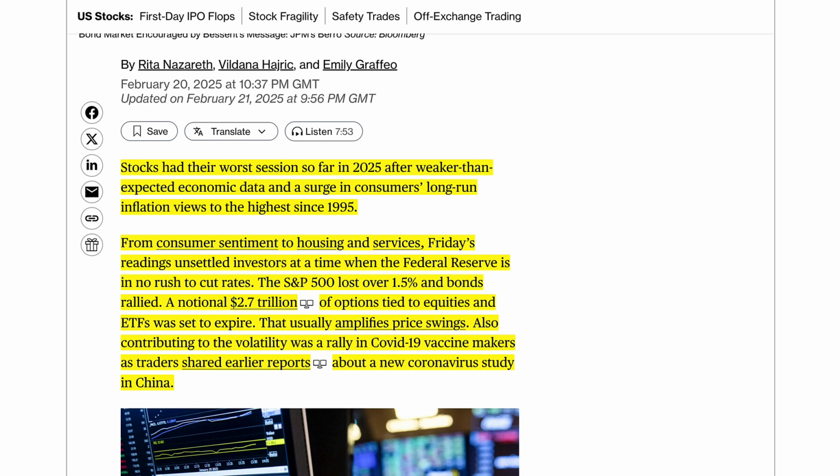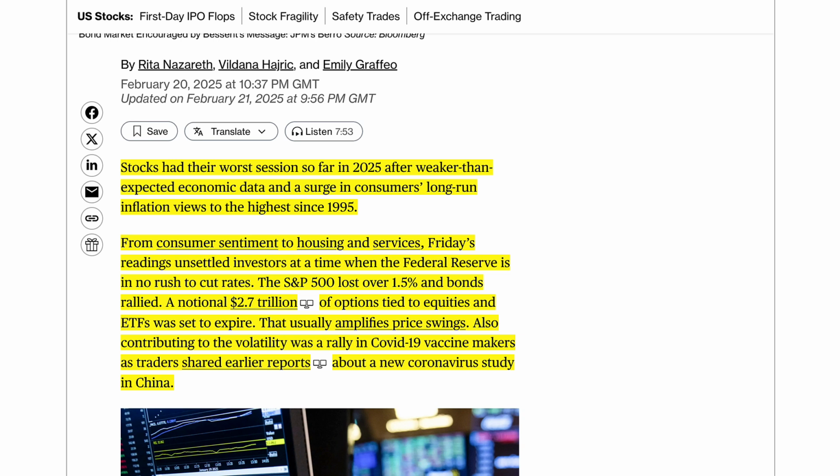From consumer sentiment to housing and services, Friday's readings unsettled investors at a time when the Federal Reserve is in no rush to cut rates. The S&P 500 lost over 1.5% and bonds rallied. A notional $2.7 trillion of options tied to equities and ETFs was set to expire. That usually amplifies price swings.